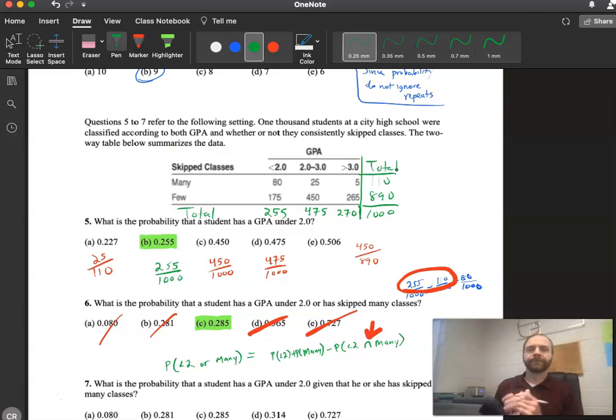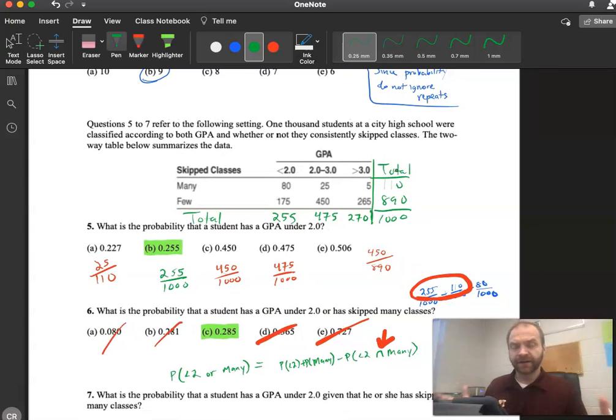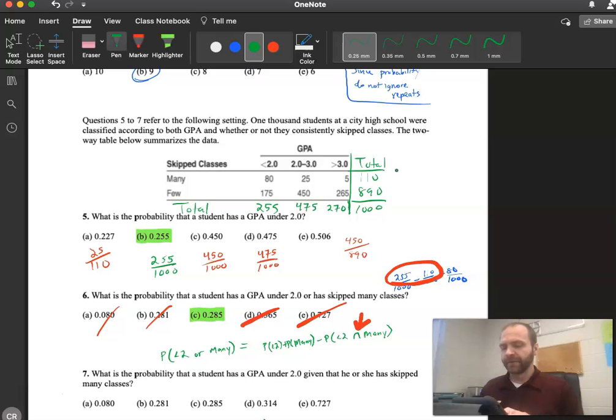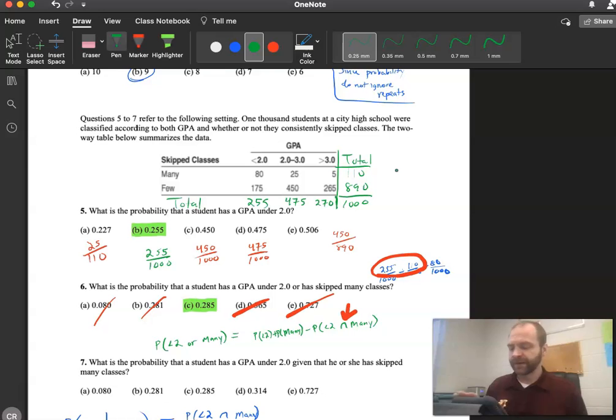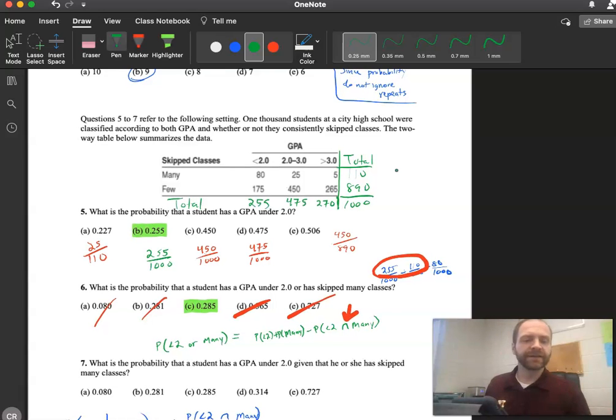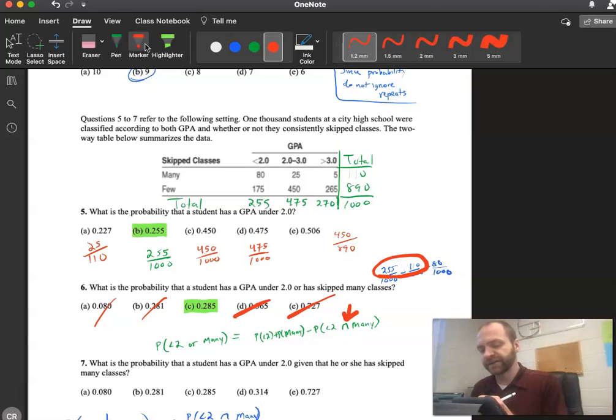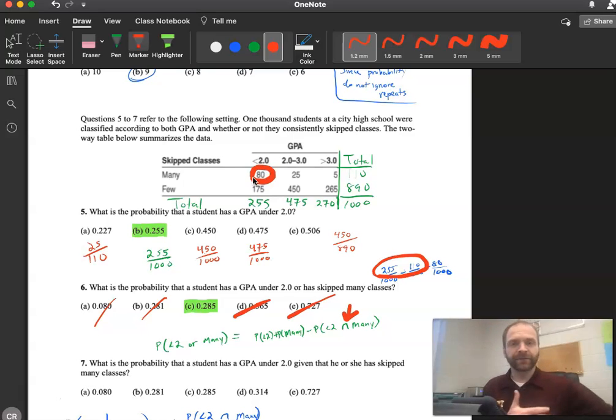All right, now we start. What is the probability the student has a GPA under 2 given that he or she has skipped? I said that's a conditional probability, and I have to find the intersection first. That's why I wrote down that formula. So I need to find the intersection of less than 2 and many, and that's going to be, in this case, the 80. That is 80 out of the 1,000.